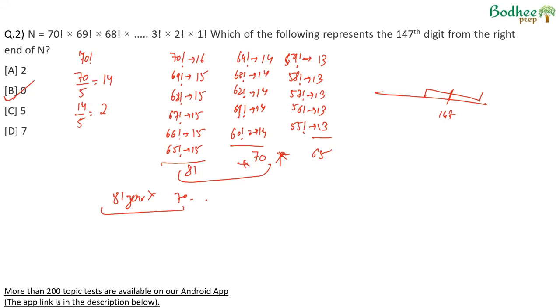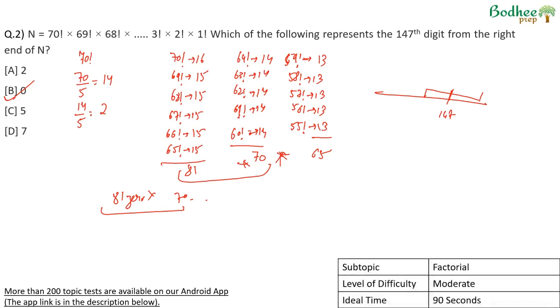Now, in terms of level of difficulty, I'd say moderate, because figuring it out might take some time. But once you start looking at the first couple of digits or the numbers, you should realize that there is a pattern which can be followed. Hence, I'm saying moderate level of difficulty, but solving time should not be more than about 1.5 to 2 minutes.